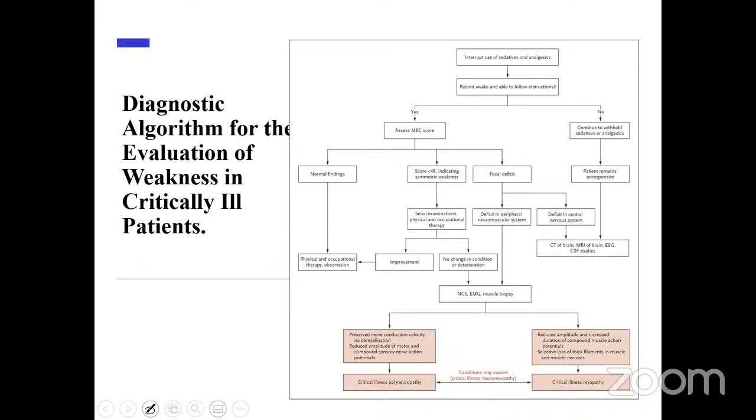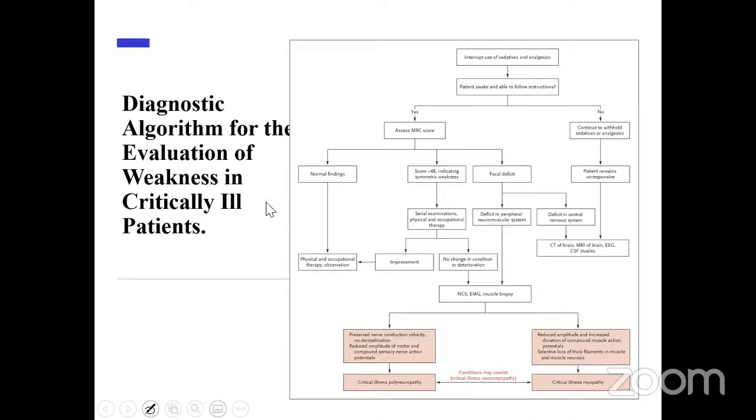If there are focal deficits in the peripheral neuromuscular system, you also need to do nerve conduction studies and EMG and muscle biopsy. For a deficit in the central nervous system, MRI brain and EEG, and CSF, will help you. If the patient is awake and able to follow all the instructions, the answer is yes. If it is no, continue to withhold sedatives or analgesics. If the patient remains unresponsive, then also you have to do CT or MRI brain.